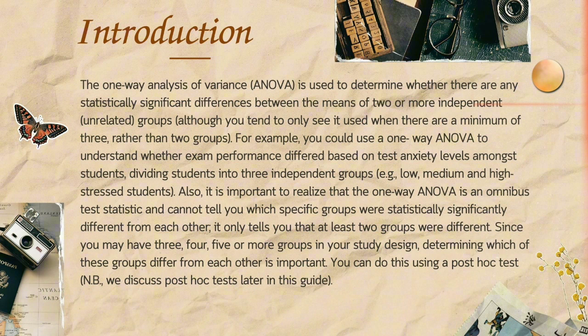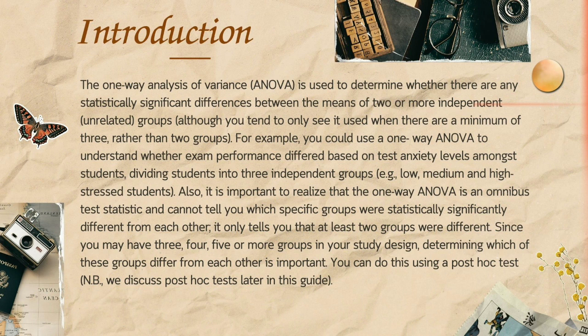The one-way analysis of variance, or ANOVA, is used to determine whether there are any statistically significant differences between the means of two or more independent groups. Also, we tend to only see it used when there are a minimum of 3 rather than 2 groups. For example, we could use a one-way ANOVA to understand whether exam performance differs based on test anxiety levels among students, dividing students into 3 independent groups: low, medium, and high stress students.